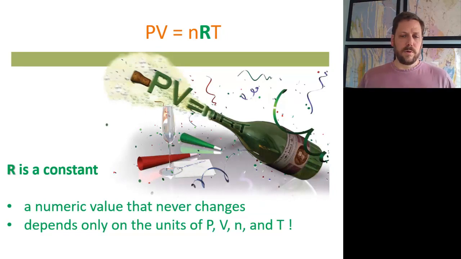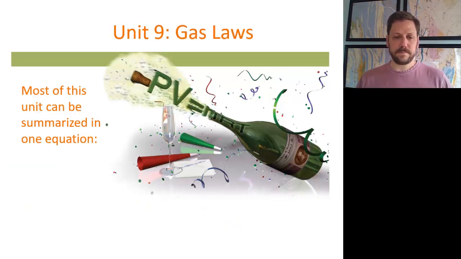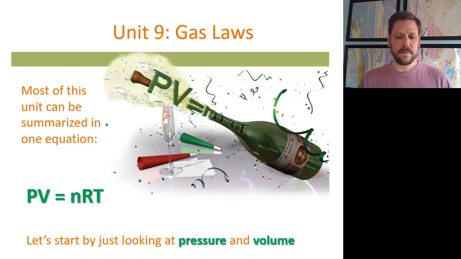For now, we're not going to focus on this entire equation, and we're just going to focus on the relationship between pressure and volume. And if the number of moles and temperature are constant, then you can see PV is going to always be equal to the same constant. While I said the entire unit can be summarized in one equation, we're not going to look at this equation in detail until the end of this unit. For now, we're just going to look at pressure and volume. And the relationship between pressure and volume is called Boyle's law.